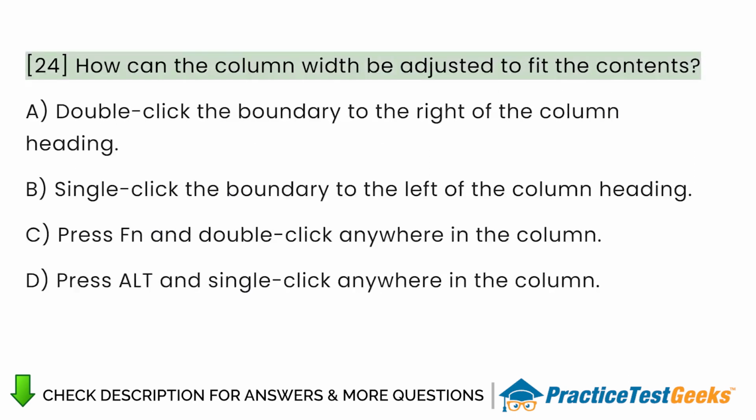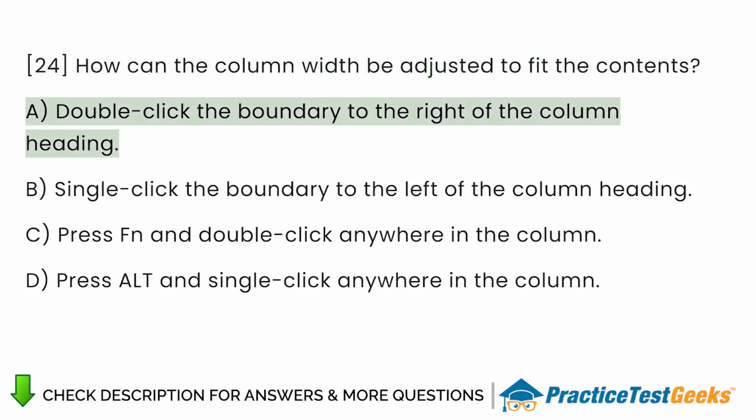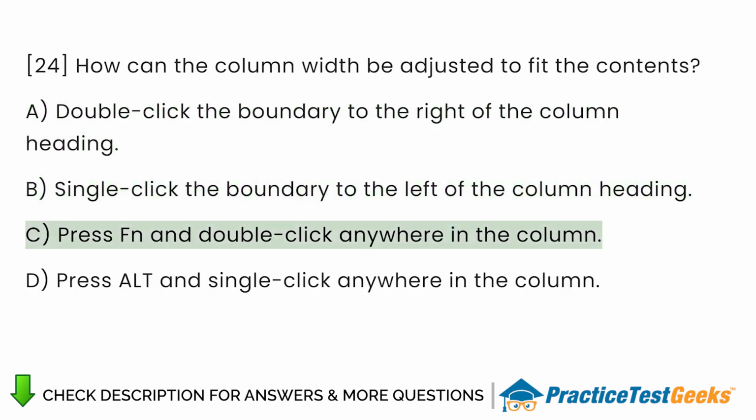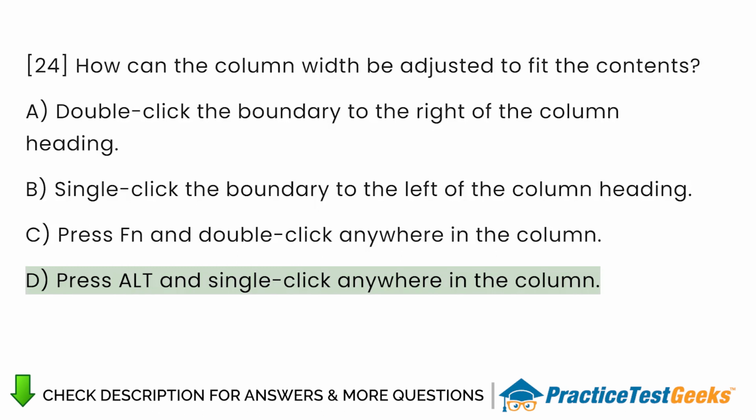How can the column width be adjusted to fit the contents? A. Double-click the boundary to the right of the column heading. B. Single-click the boundary to the left of the column heading. C. Press Fn and double-click anywhere in the column. D. Press Alt and single-click anywhere in the column.